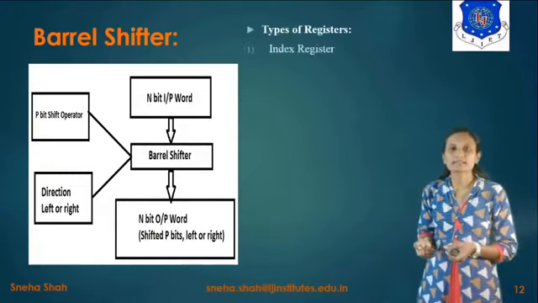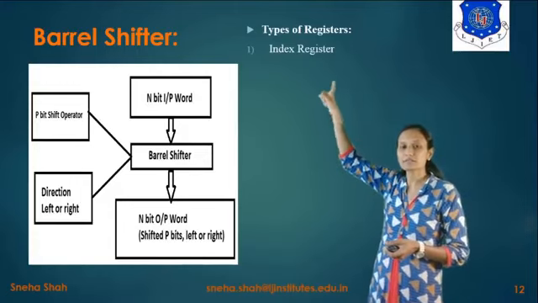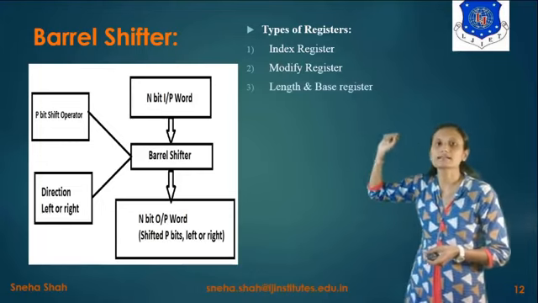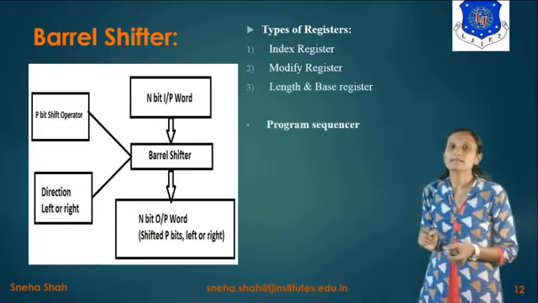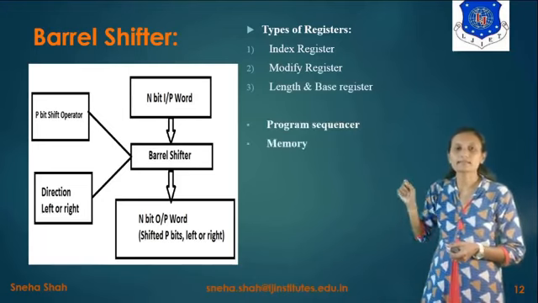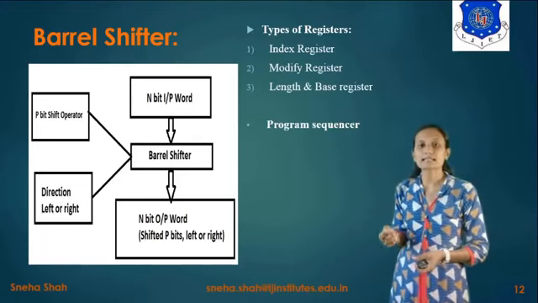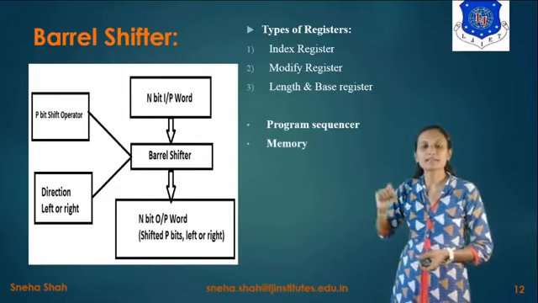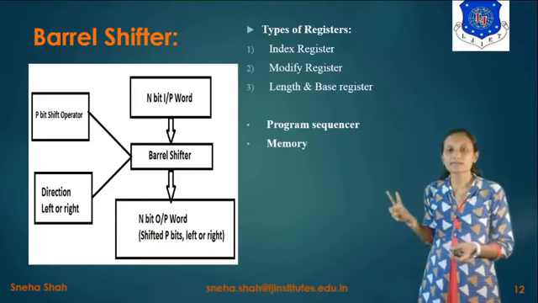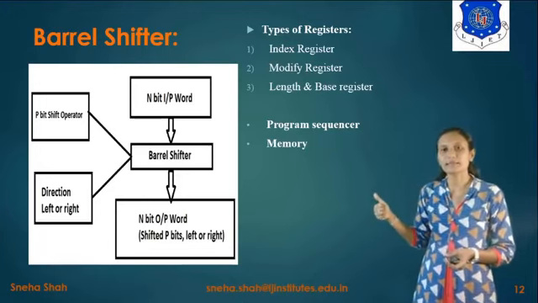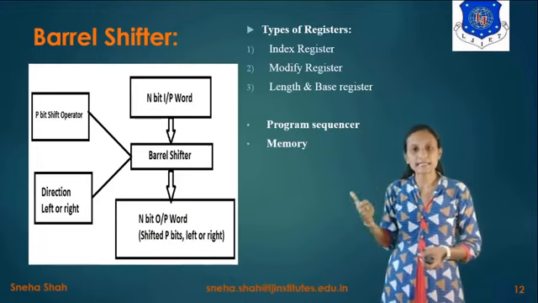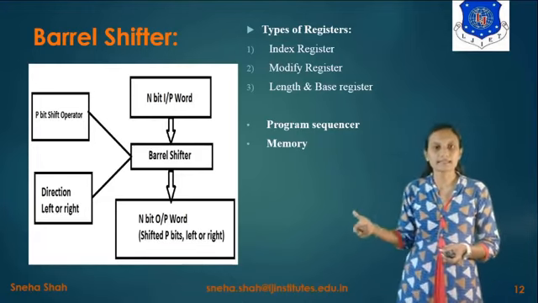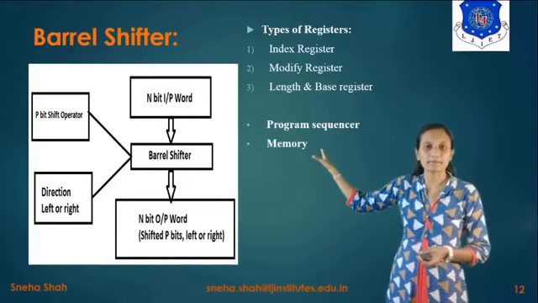Now the types of registers in this particular block will be: the first one is the index register, the second one is the modify register, and the third one is the length and base register. And we have used the program sequencer. The function of the program sequencer is to sequence out the programming of the whole process. And in the memory locations, there are basically two types of memory, data memory and program memory. Basically data memory is used to store the data and program memory is used to store the instructions. So there are basically two types of memories.